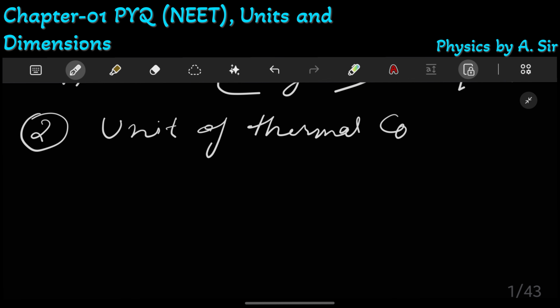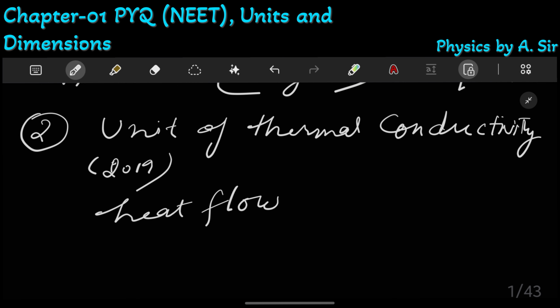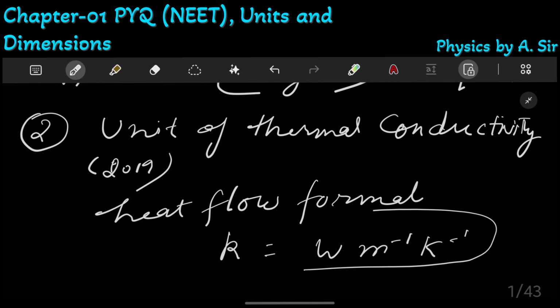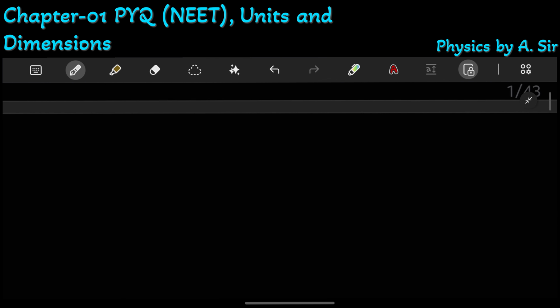Okay, and now move on to second question. Then unit of thermal conductivity. Unit of thermal conductivity comes in 2019 paper, and you have to directly remember, or you can solve from the heat flow formula, which is a small k, and the unit will become W watt meter inverse Kelvin inverse. Okay, directly you can remember this. Now move on to third question.